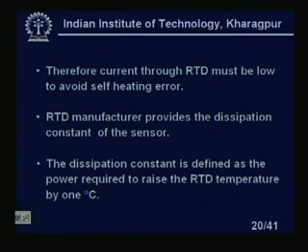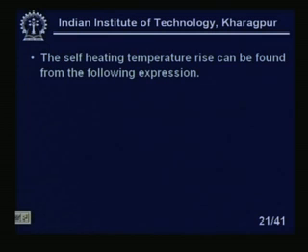What is the dissipation constant? The dissipation constant is defined as the power required to raise the RTD temperature by 1 degree centigrade, right. Now, the self heating temperature rise can be found from the following expression. Very simple, delta T equal to P by PD.